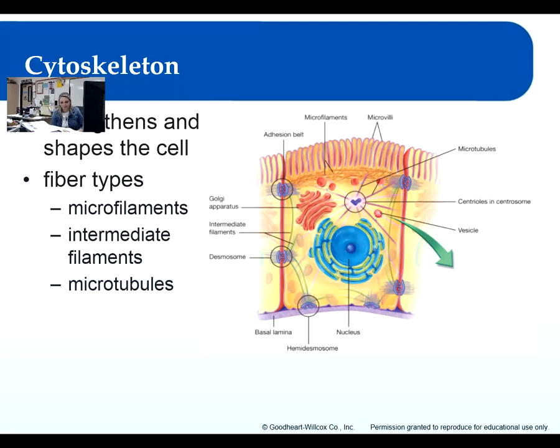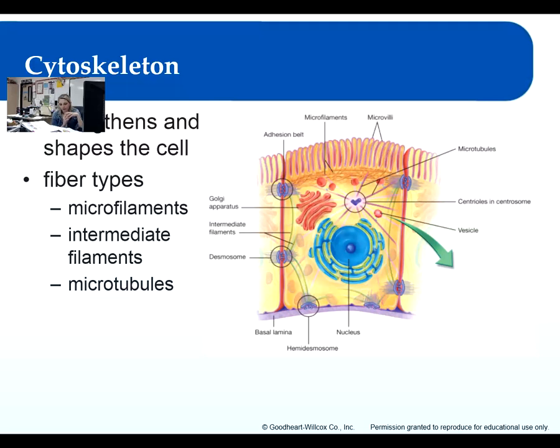Cytoskeleton. The cytoskeleton strengthens and gives the cell its shape. So there's all kinds of different fiber types, and these are pretty much all going to be proteins, because they give something structure. Cytoskeleton: cyto means cell, so it's basically a cell skeleton. It's what gives each cell its shape and allows it to move like it needs to.